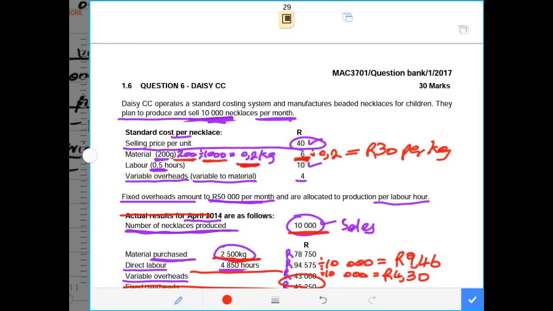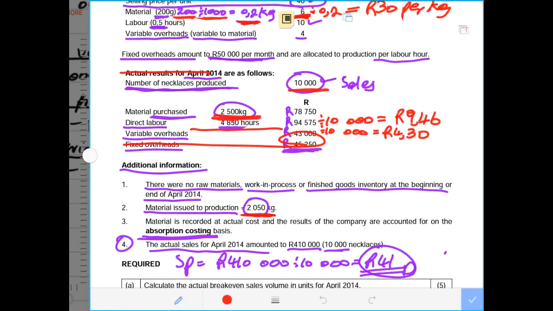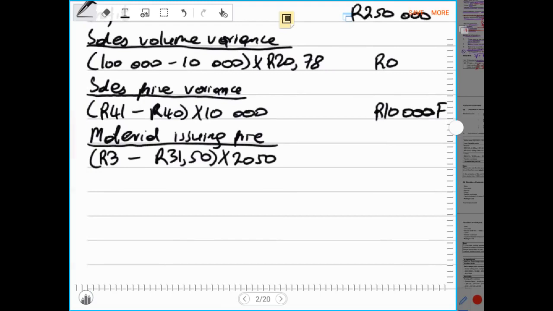Remember, we bought 2,500 kgs, but we only issued 2,050 kgs. So now this is the one that we multiply with, unless the production or the purchase was the same as the issue. If the purchase were the same as the issue, then there wouldn't be a crisis. You could take any of the two because it will be the same kgs. So we term this by the actual quantities that were issued into the production department.